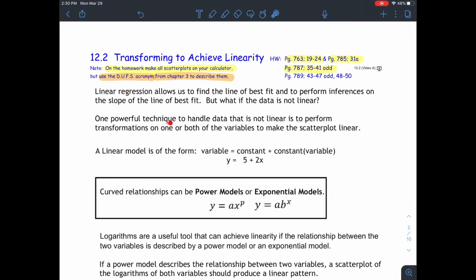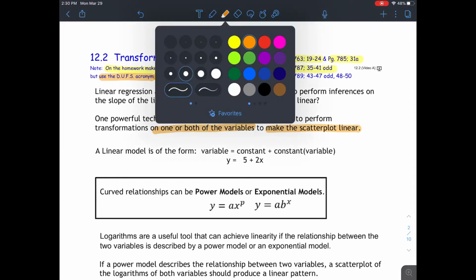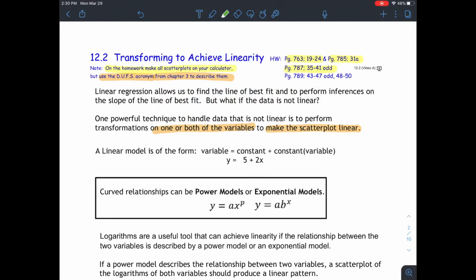One powerful technique that we can use to handle data that is not linear is to perform transformations on either one or both of the variables, and that can make the scatter plot appear linear. Remember, transformations are really just doing some operation to your variable. Now, here in its most general sense is how a linear model would look. It takes on the form variable equals constant plus constant times variable.